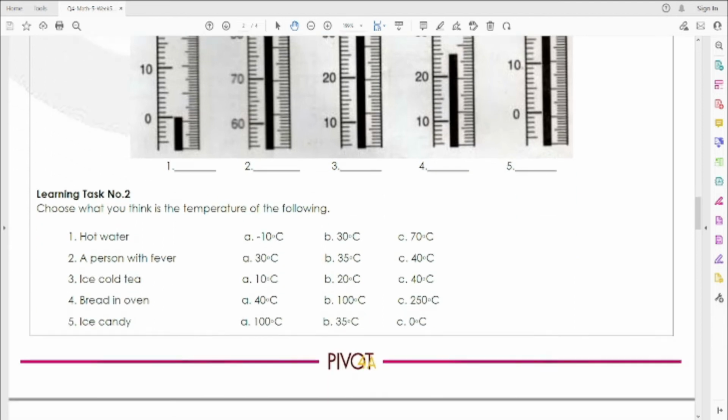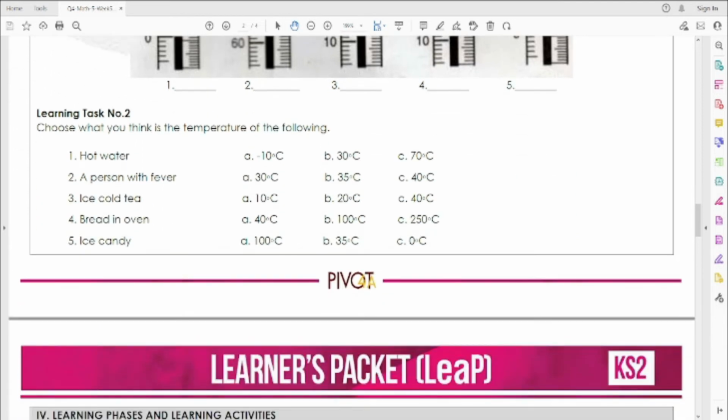Move on to learning task number 2. What are you going to do here? Choose what you think is the temperature of the following. Number 1 is hot water. Is it A, B, or C? Number 2, a person with fever. Is it A, 30 degrees, B, 35 degrees Celsius, or C, 40 degrees Celsius? Number 3, ice cold tea. Number 4, bread in the oven. And number 5, iced canned tea.